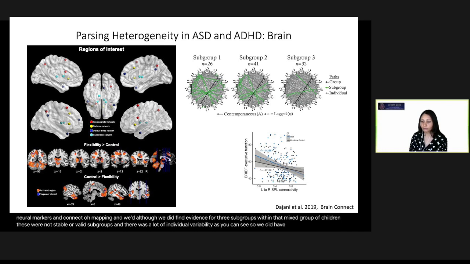We did, however, find that there was an overall relationship between executive function as measured by the BRIEF and connectivity between the left and right superior parietal lobule. So there was an overall relationship, but no distinct subgroups were noticed in this analysis based on brain connectivity metrics.